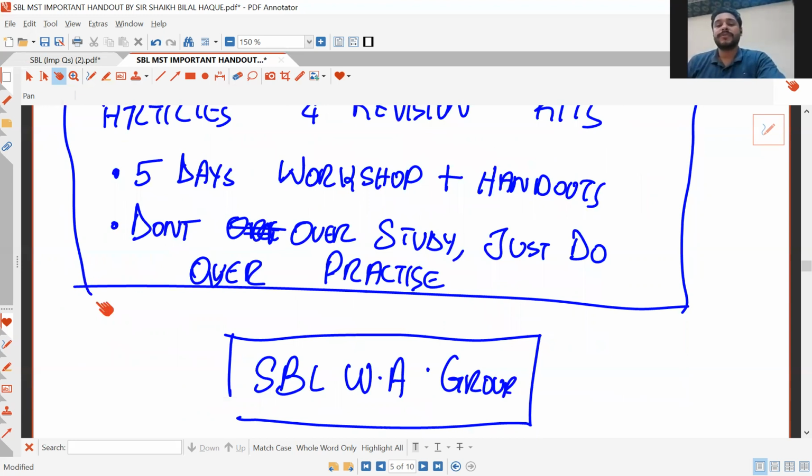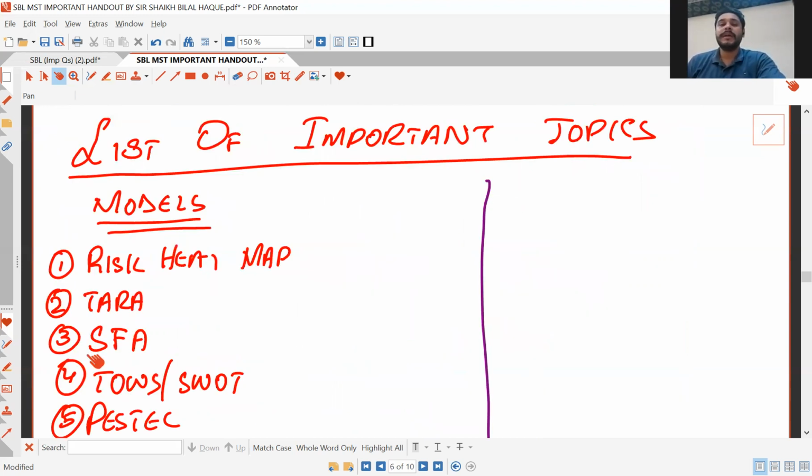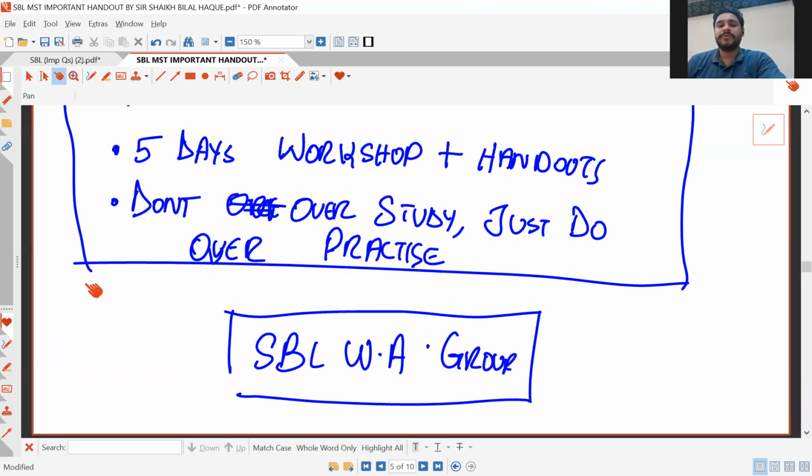Now, this is the most important part. I have made some WhatsApp groups for SBL as well. So I hope you're going to go through those WhatsApp groups.